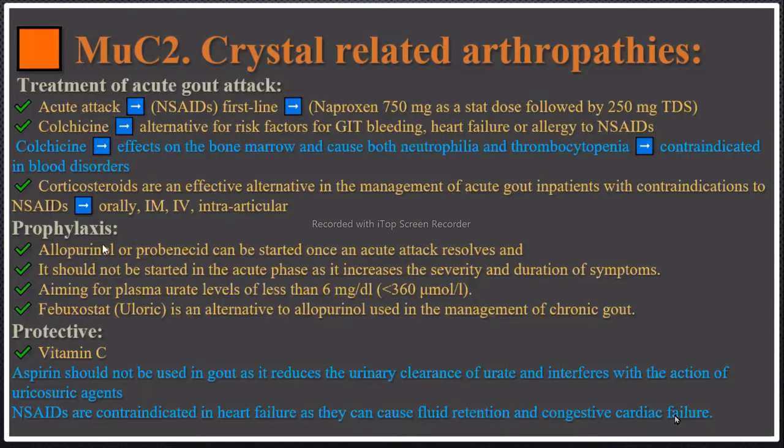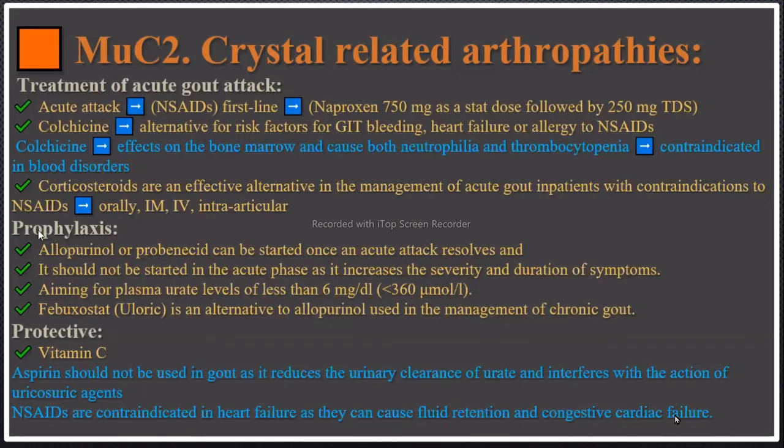If you give the patient allopurinol first line, the patient will worsen and the duration will increase. Aiming for plasma urate level less than 6 milligram. So what about the target of prophylaxis? You will give the patient allopurinol after, of course, management of the acute attack, and your target is to be less than 6 milligram per deciliter. What about febuxostat? This one is an alternative to allopurinol for chronic gout.